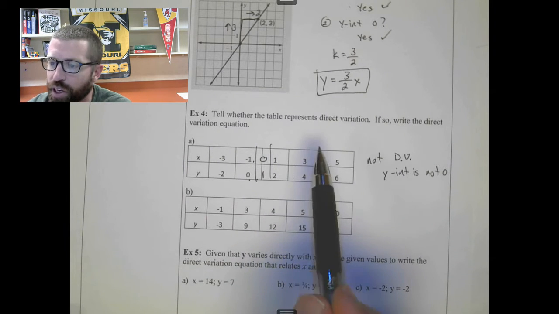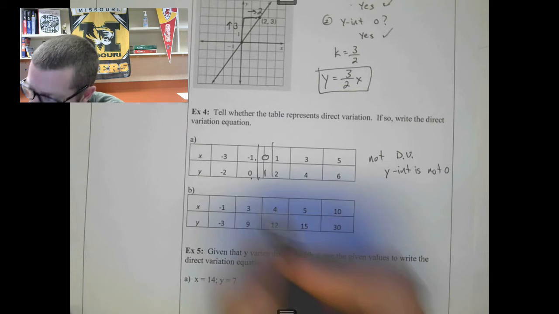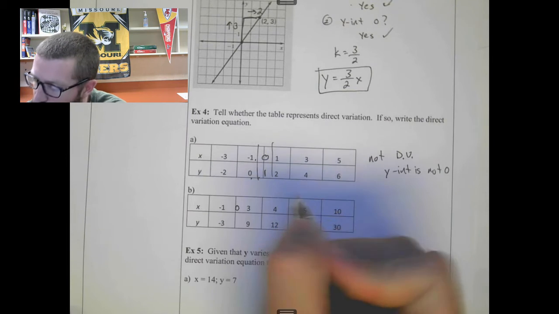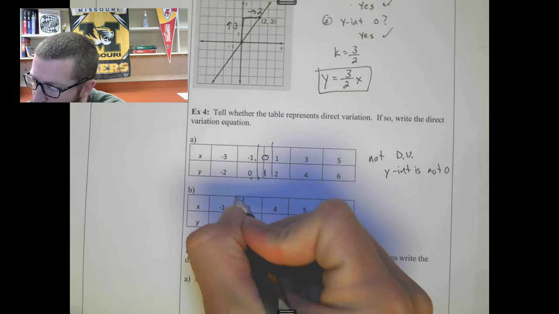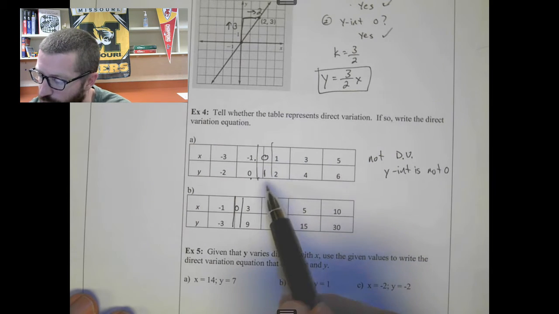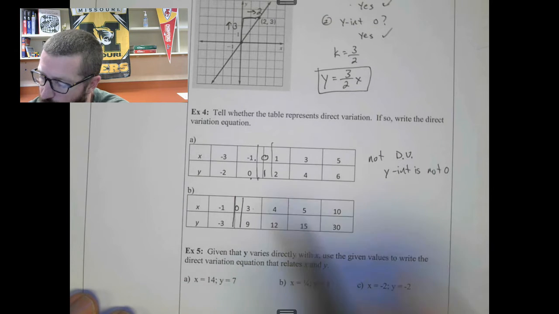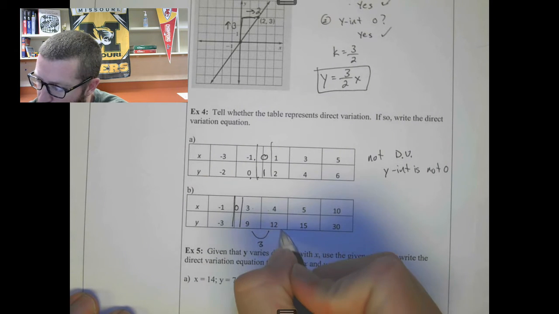Okay, and then looking at this next table, we don't see what the y-intercept is, so we've got to figure that out. So what would it be if x is 0? We'll add another column to our table. Let's look for a pattern. So here these are apart by 1 each time. So if I'm apart 1, then my difference is 3 and 3.